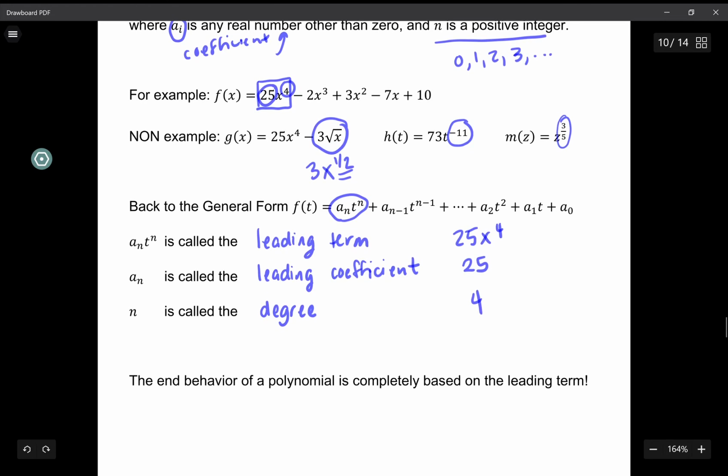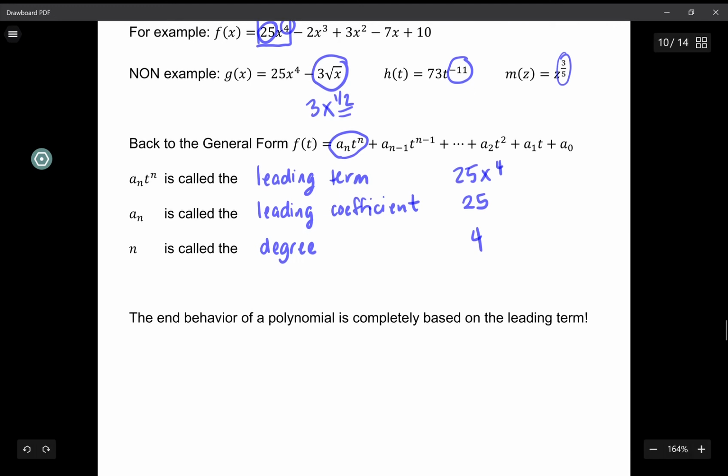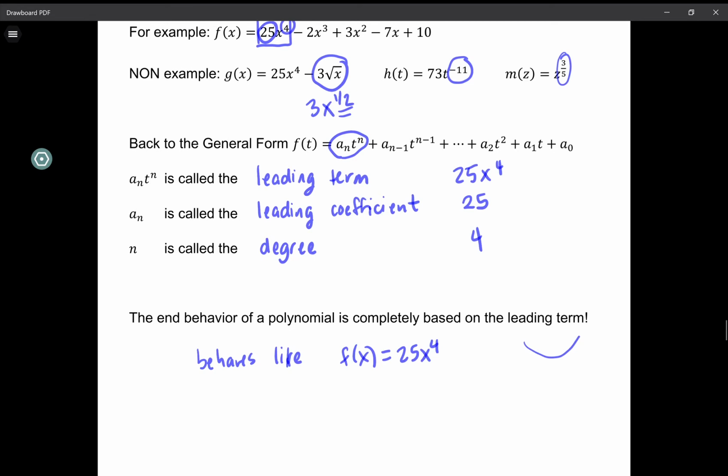And it's really nice because the end behavior of a polynomial is completely based on the leading term. Whatever that leading term behaves like, that's what the whole polynomial behaves like. So for example, f of x equals 25x to the fourth minus 2x cubed plus 3x squared minus 7x plus 10 is going to behave like the power function f of x equals 25x to the fourth. This is a power function with a positive leading coefficient and even degree, so it's going to behave like x squared. And we know the whole polynomial is going to behave like x squared.